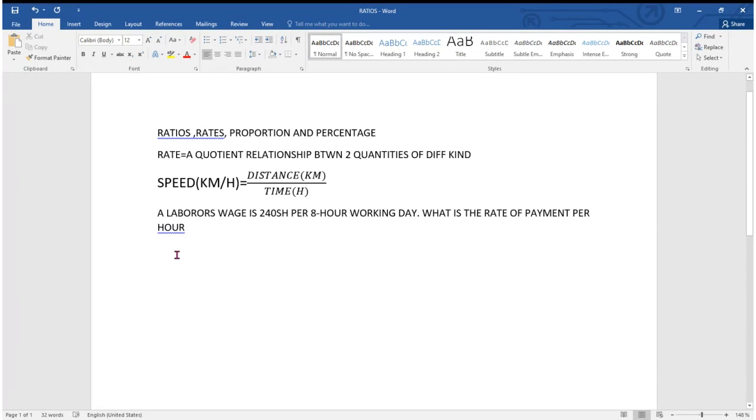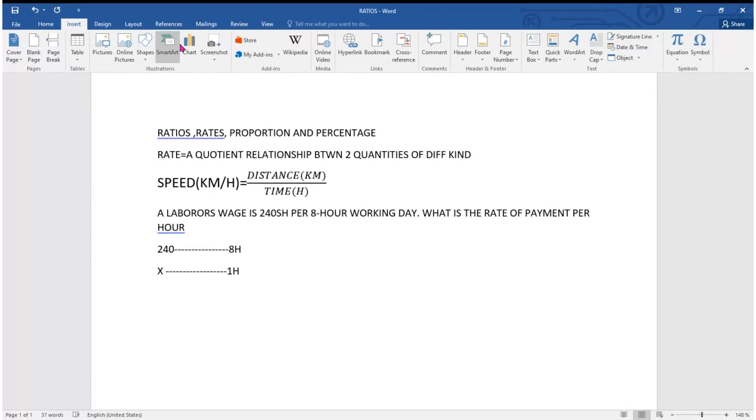So we are going to say 240 shillings is given when you work for 8 hours. Here we are asking what is the rate of payment per hour. So the rate of payment is X shillings, which you don't know, for 1 hour. And in this case, we just cross multiply, very fast.